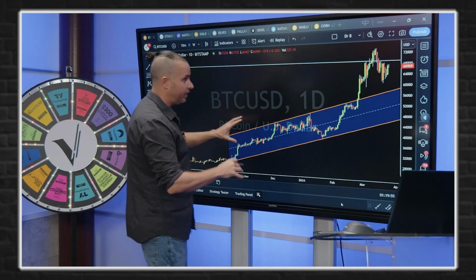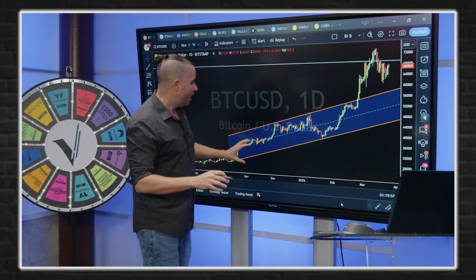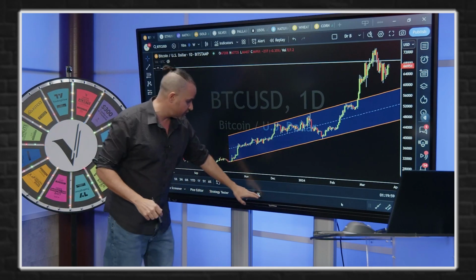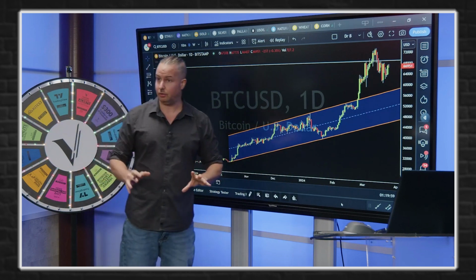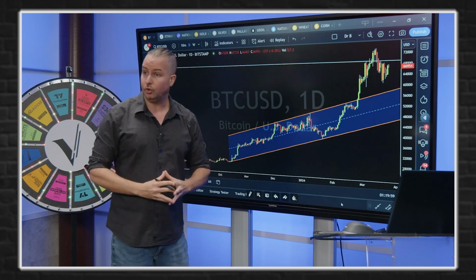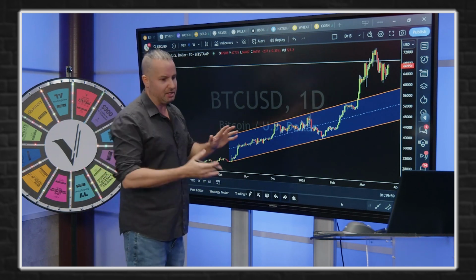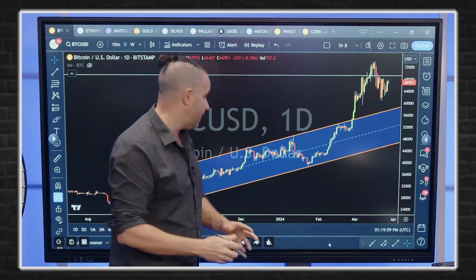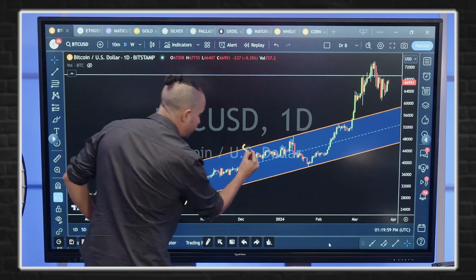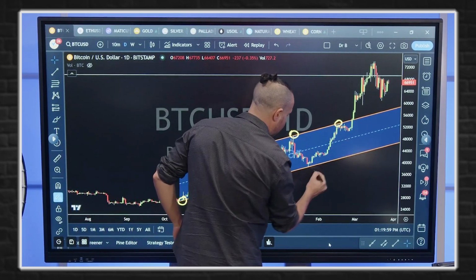Here's your chart of Bitcoin. Now, a couple things on Bitcoin, right? Look at this channel down here. I want to show you guys how cool channels are. Channels have become one of my go-tos in terms of basically parallel channels of technical analysis. So what we see here is very clearly defined levels, right?